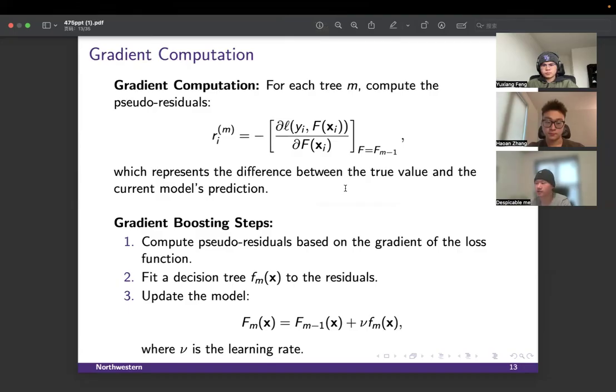So in GBDT, gradients play a crucial role in improving predictions. At each iteration, pseudo residuals are computed as gradients of the loss function. These pseudo residuals represent the remaining errors after the current iteration. A decision tree is then fitted to these residuals, helping the model correct its predictions step by step. Finally, the model is updated by combining the predictions of the previous model and the new tree, scaled by a learning rate v, which controls the step size.